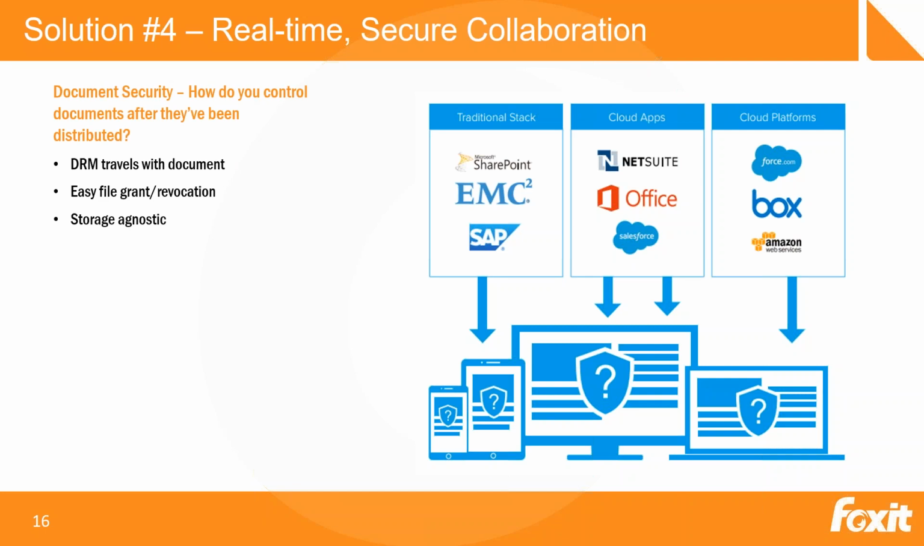And so how do you control those documents after they've been distributed, right? What we have is technology that's embedded within the document, within the PDF itself, and it provides digital rights management. It travels with the document, right? So now that you have this token embedded within the document, you can control the document. You can easily grant and revoke access to that document. And it's storage agnostic. It doesn't matter where your file is stored, whether it's in your content management system behind a firewall, or outside in the cloud, or being sent over email. Because you have that technology embedded in the document, now you can see what's happening with it.